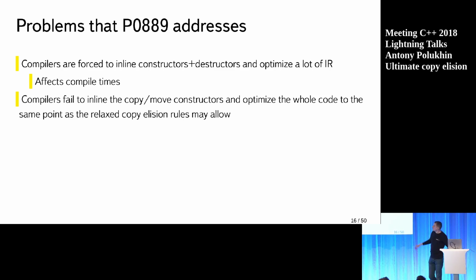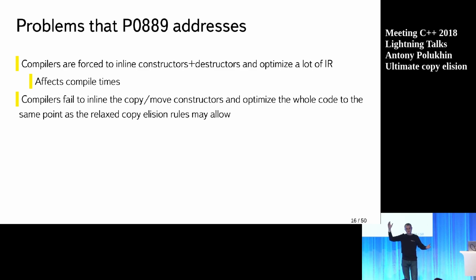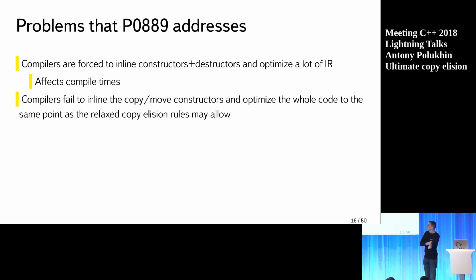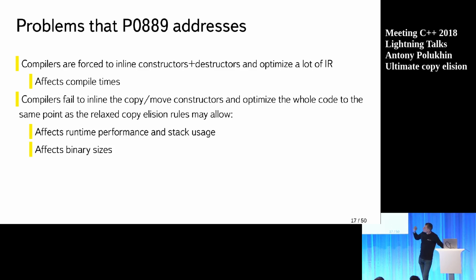Also, compilers do optimization, but not always perfectly. So if they inline all the move constructors, destructors, and try to optimize that code, they quite often fail to succeed and fail to elide all the unnecessary copies, all the unnecessary operations with memory. So if we allow those optimizations, we'll get better performance, less stack usage, and smaller binaries.